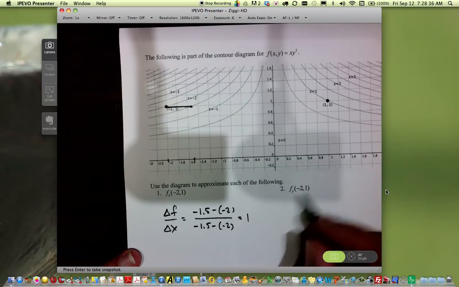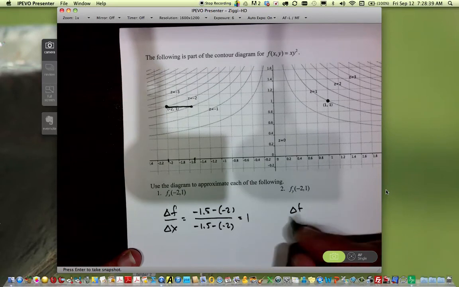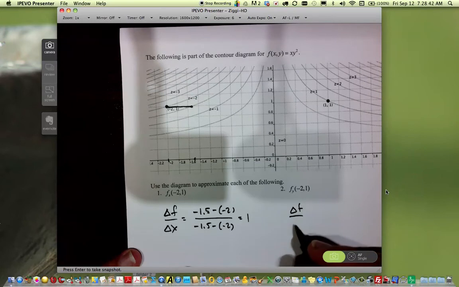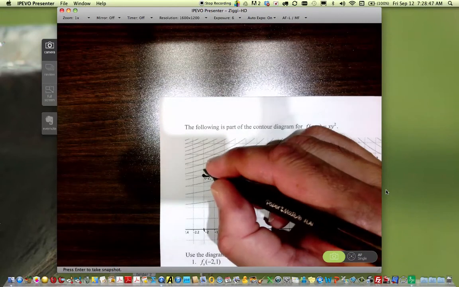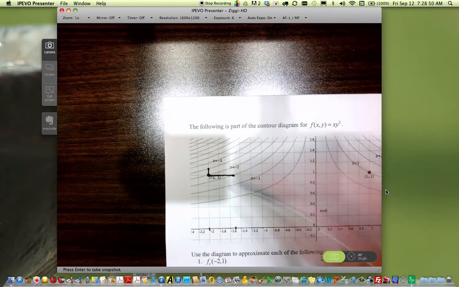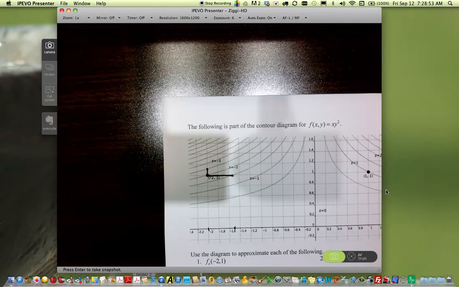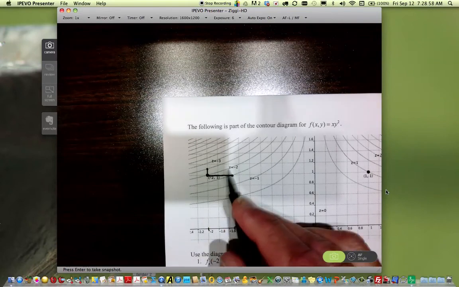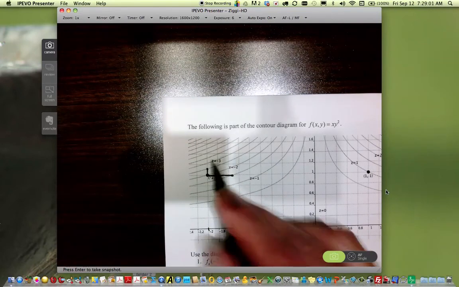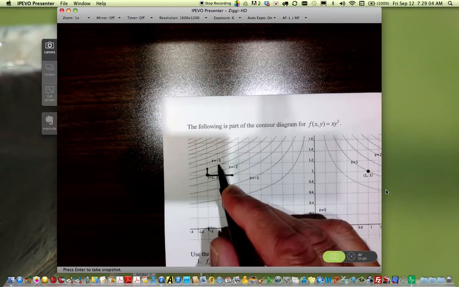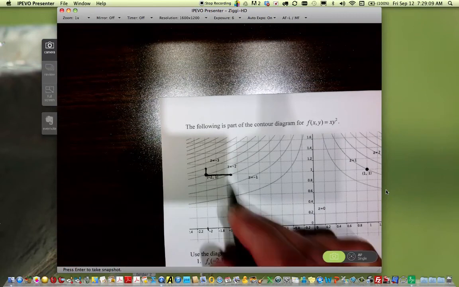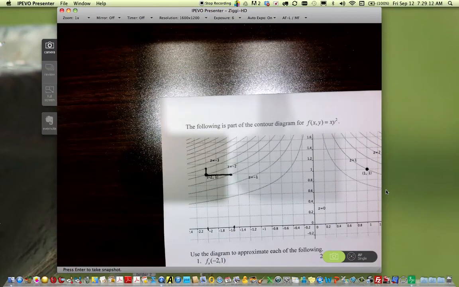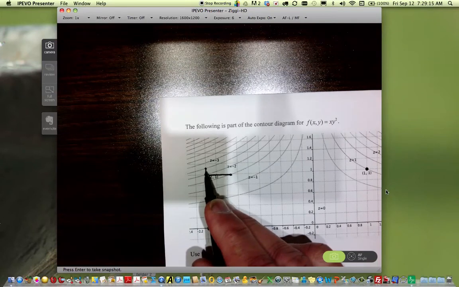Okay, looking at the partial derivative with respect to y, again, we're going to look at the change in f divided by the change in y. And so we're going to start at this point and go up to the next contour, so we're going to be moving vertically again. Okay, so the change in the function, going from this contour -2 to this contour that's between -2 and -3, the value on this one must be -2.5. So -2.5 minus -2. And then in the denominator, we're going to have to approximate how far we are going up here again.